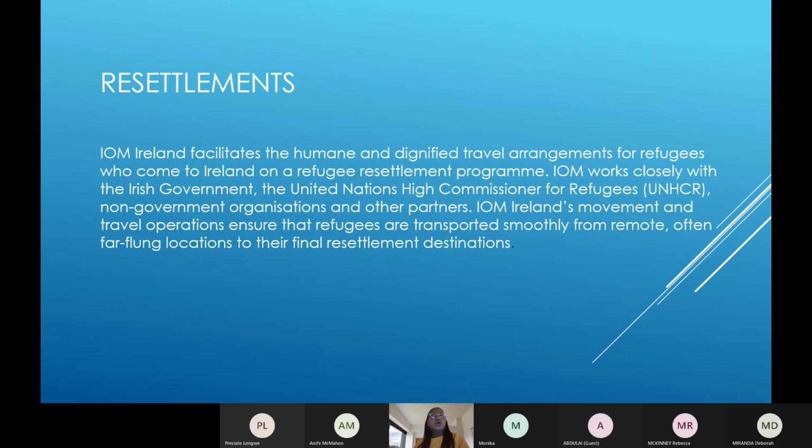We are also involved in resettlement. We have a resettlement program, and IOM facilitates the humane and dignified travel arrangements for refugees who come to Ireland on a refugee resettlement program. So this is mainly for those coming into Ireland on a refugee resettlement program. We work closely with the Irish government, the United Nations High Commissioner for Refugees, non-governmental organizations, and other partners to ensure that people integrate and resettle well within the communities that they are allocated to.